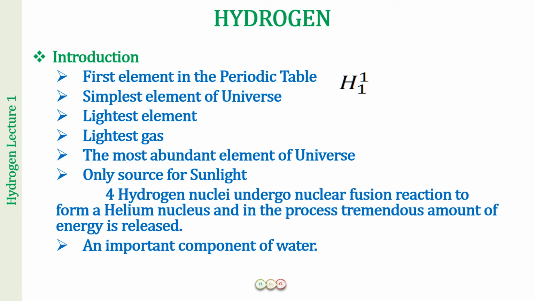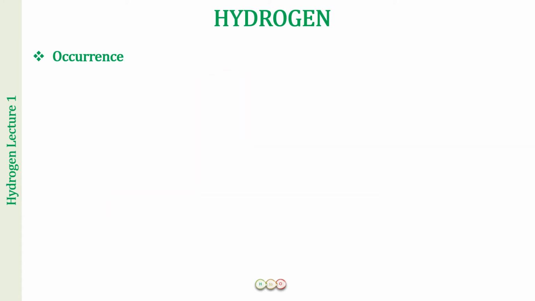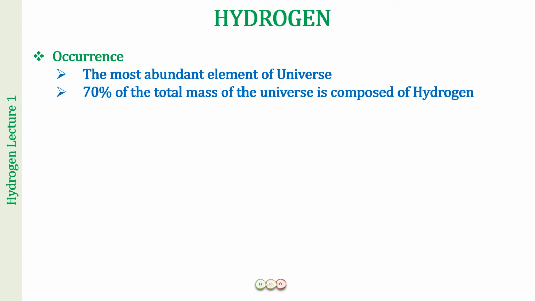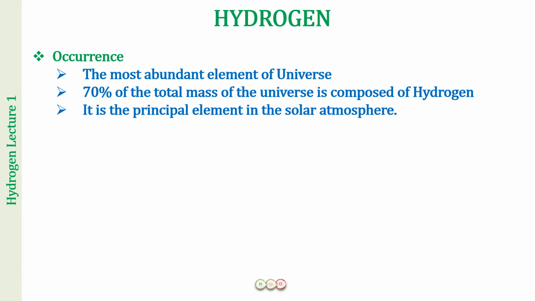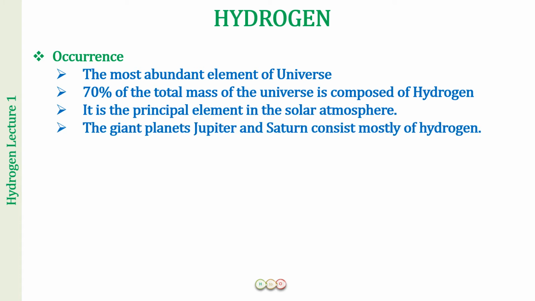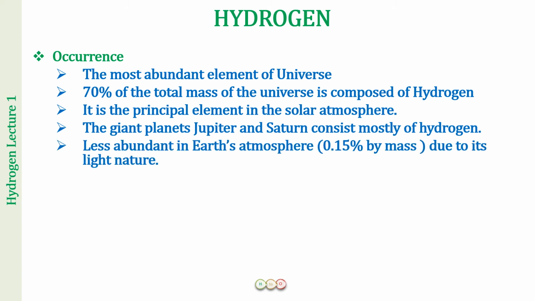And now we are going to start with the study. The first thing we discuss about hydrogen is its occurrence. Where is it found in nature? The most abundant element of the universe, as we just discussed, is hydrogen, and 70% of the total mass of the universe is composed of hydrogen. It is the principal element in the solar system, and it is responsible for the sun's light and energy. The giant planets Jupiter and Saturn consist mostly of hydrogen.